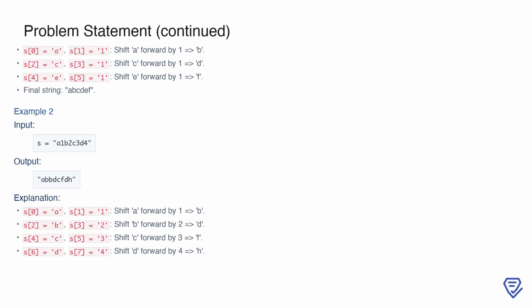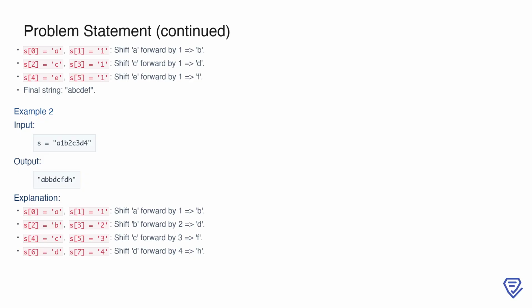Next, at index 2, the letter c is paired with the digit 1 at index 3. Shifting c forward by 1 results in d. Finally, at index 4, the letter e is paired with the digit 1 at index 5. Shifting e forward by 1 produces f. Combining all these transformations, the final string becomes abcdef.